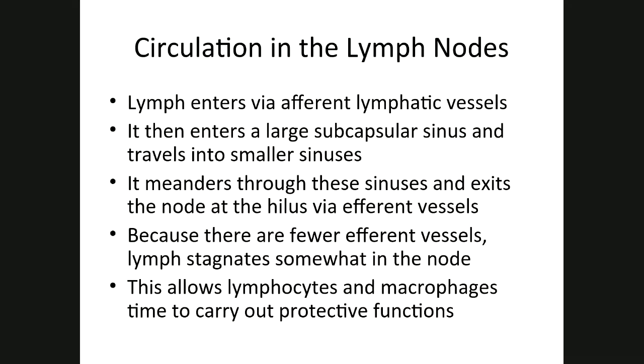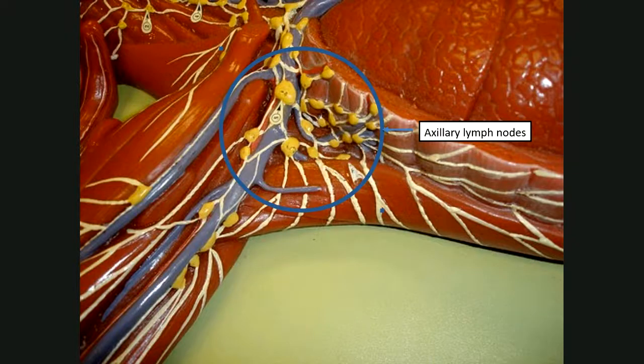So here's what happens. The fluid enters by way of an afferent vessel. It goes into these hollow spaces. It's going to trickle around. It's going to meander. It's going to bypass those white blood cells. And so the white blood cells, the lymphocytes and the macrophages, are going to have time to carry out the things they're supposed to do. And then hopefully the fluid, when it leaves, is going to be clean. It's going to be sterile. There are not going to be any pathogens in it.